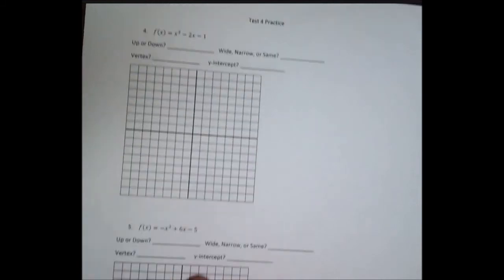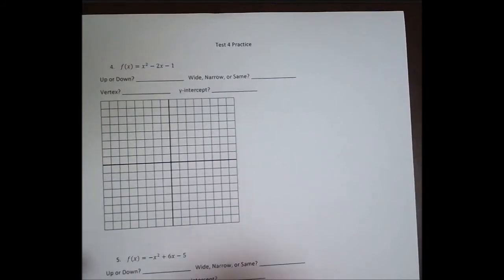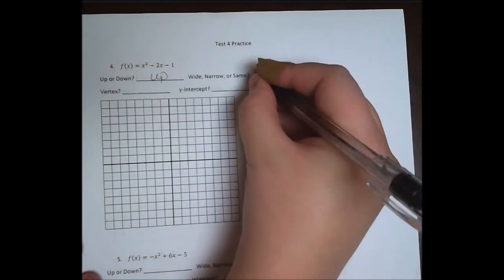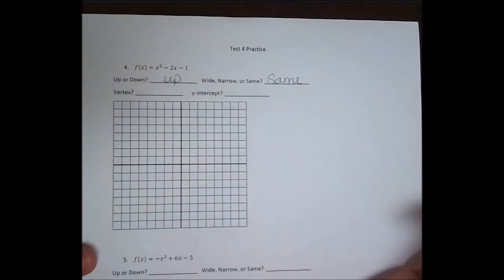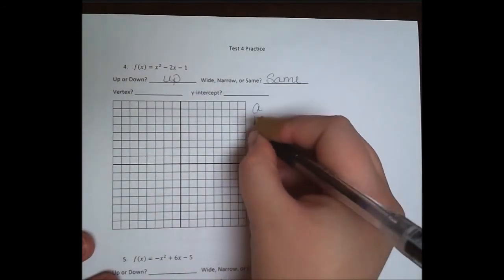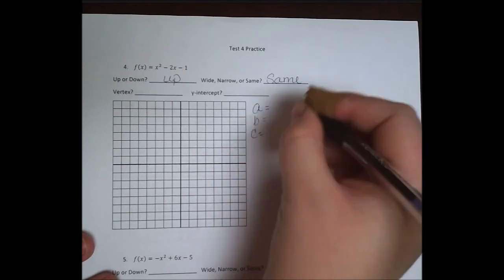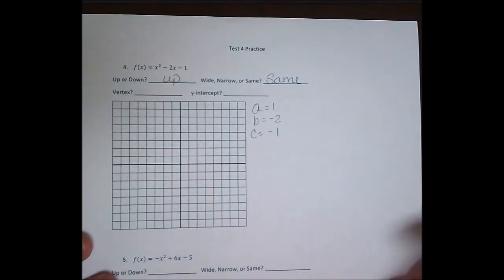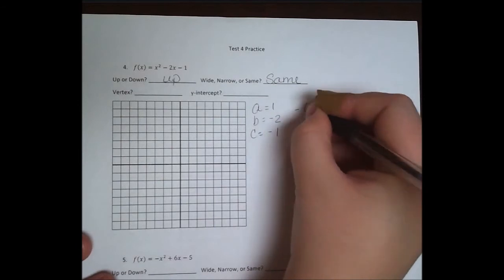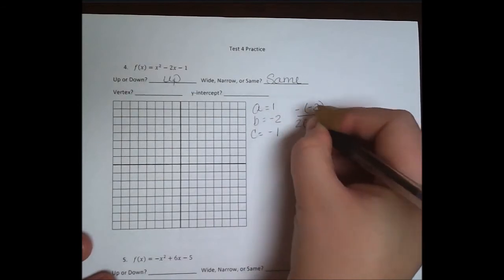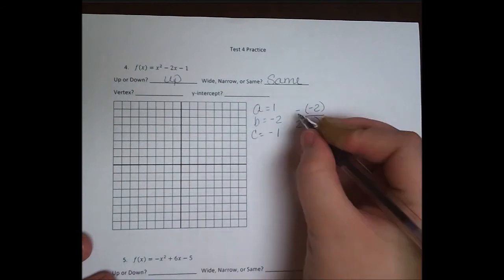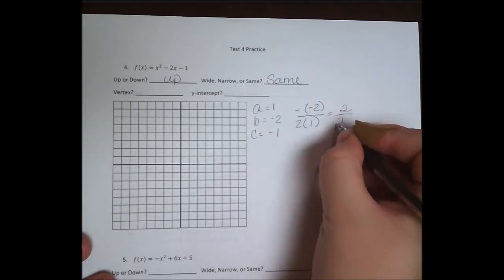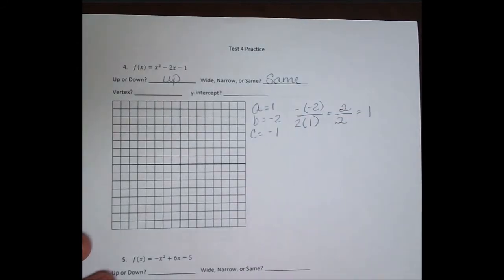Okay, now let's look at number 4. Our graph is going to face up because A is positive, and it's going to be the same because it's a 1. To find your vertex, let's identify our A, B, and C. A is 1, B is -2, C is -1. So we get -B over 2A. So the opposite of -2 is 2, and then 2 times 1 is 2, and then 2 divided by 2 is 1.